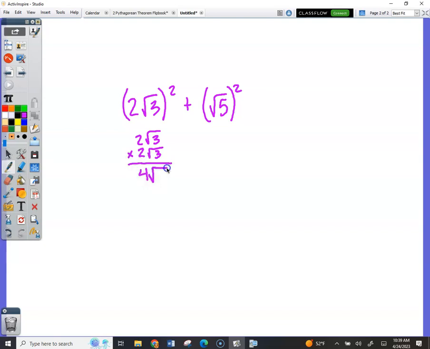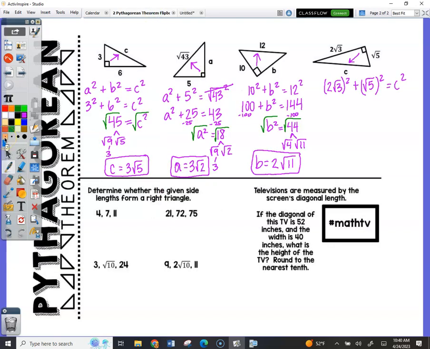4. What's the square root of 3 times the square root of 3? Square root of 9, which is what? 3. And so what's that? 12. You see how that comes about? Now your calculator does that for you, but I'm explaining how it comes about. And then here, of course, those cancel, and this is 5. So 12 plus 5 is 17. That's why it comes to 17. So right here, we're going to write that we get 17.